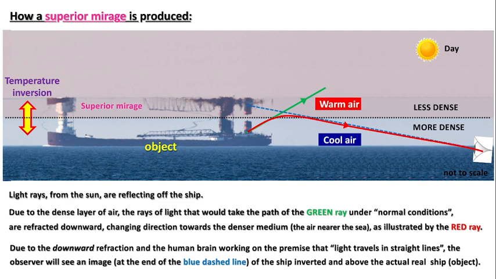How a superior mirage is produced. Light rays from the sun are reflecting off the ship. Due to the dense layer of air, the rays of light that would take the path of the green ray under normal conditions are reflected downward, changing direction towards the denser medium, the air nearer the sea, as illustrated by the red ray. Due to the downward refraction and the human brain working on the premise that light travels in straight lines, the observer will see an image at the end of the blue dashed line of the ship inverted and above the actual real ship.